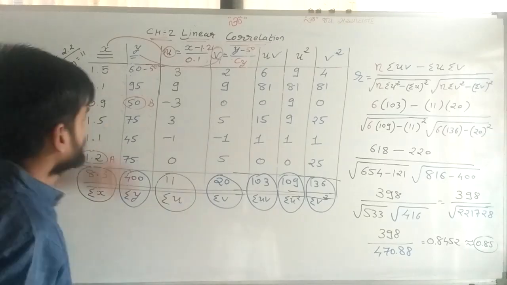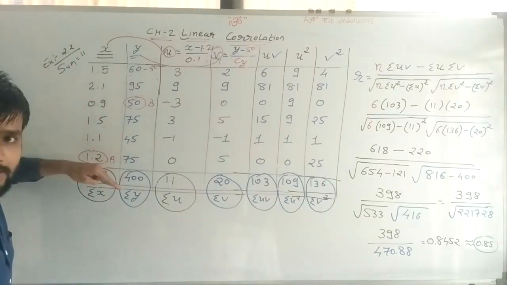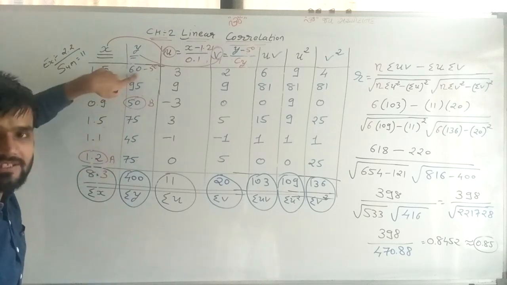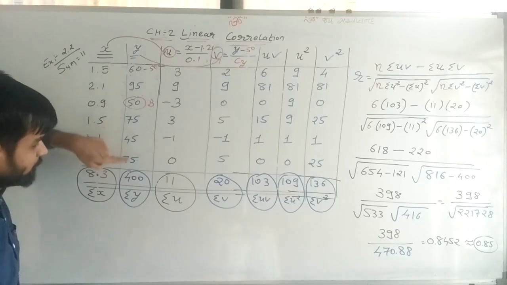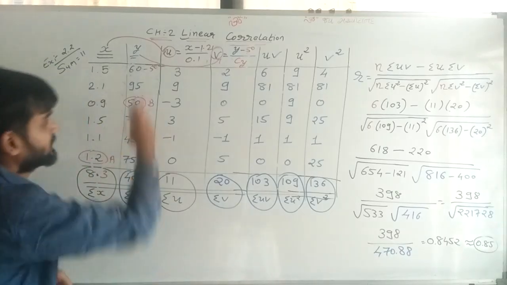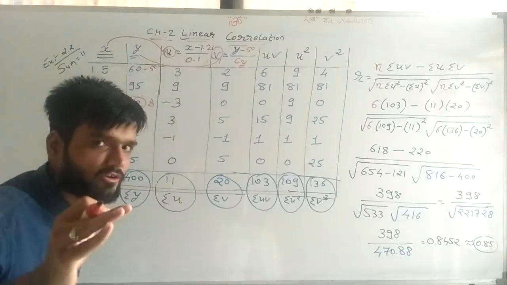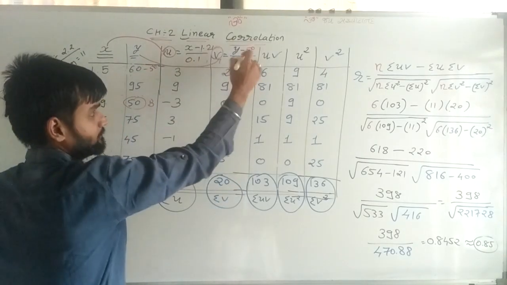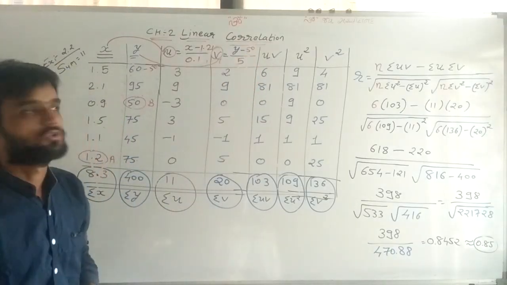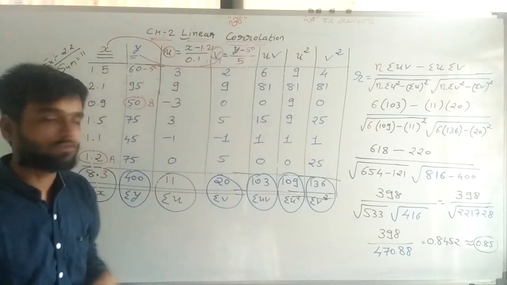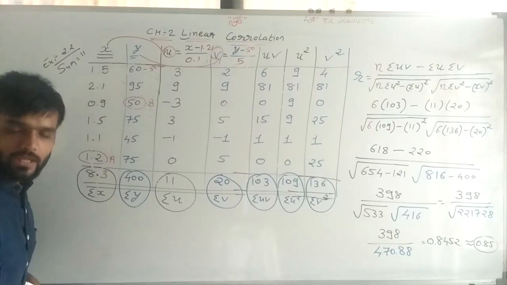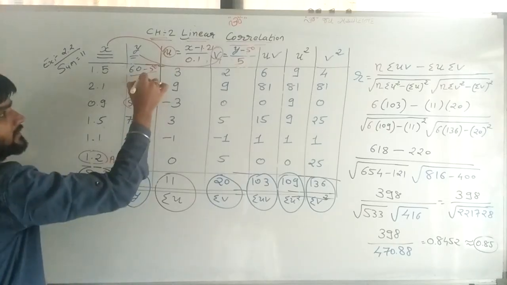Now divide by what? All these values are divisible by 5 because the last digit is 0 or 5: 0, 5, 5, 5. So we can understand easily. All these values are divisible by 5, and that's why we are dividing by 5. So from all the values of y, we are deducting 50 and dividing by 5.